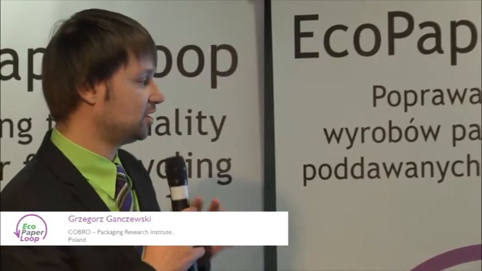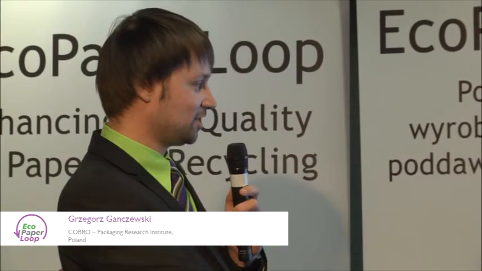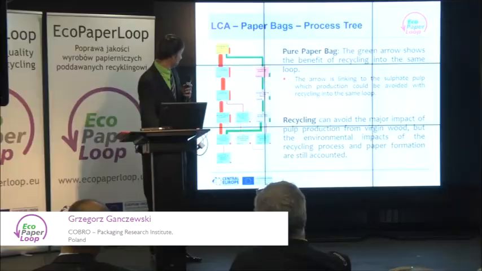So for the results, in here we have something called the process tree. So we can actually show you what processes are being used to make these bags and what processes happen in the end of life. And you can see the red arrows show you all the environmental loads, but the green arrow show you the benefits. And you can see the green arrow showing recycling, because we have, we can see, this one doesn't work, I'm afraid, so I will just show you like that.